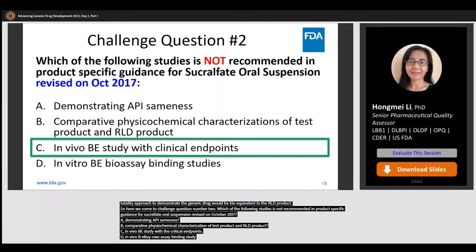The correct answer is C. In vivo BE study with a clinical endpoint is not recommended in the revised PSG, but it was in the policy guidance in 2014. The revised policy guidance recommended in vitro BE studies along with other API Sameness studies.